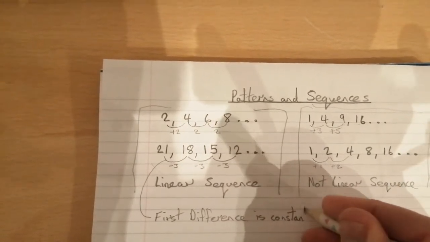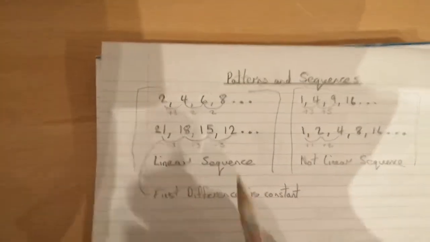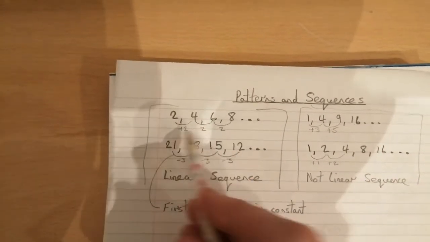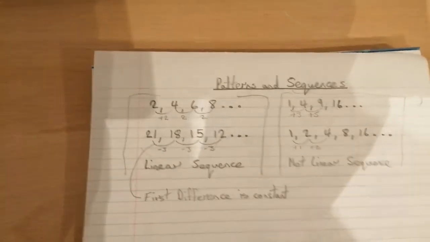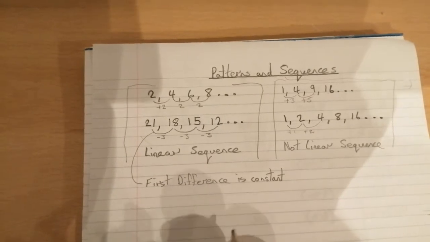And it doesn't matter if the first difference is positive or negative. As long as it's constant, it's the same all the way through, then it's a linear sequence. Okay, so that's the first thing. Linear sequence, first difference is constant.